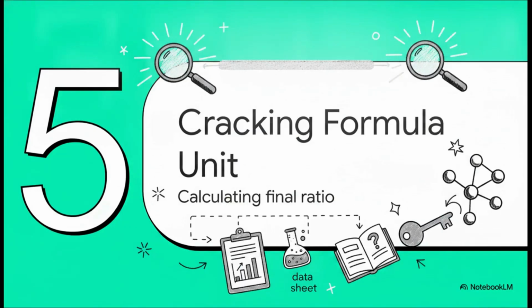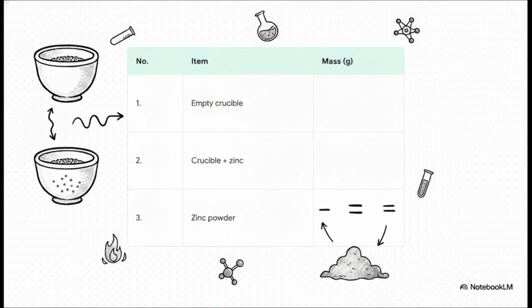All right, let's take that perfectly dried evidence over to Section 5, cracking the formula unit. Let's do the math. We structure our findings systematically by logging our initial clues into the first rows of our data sheet. We record the exact mass of the empty crucible and the mass of the crucible with the raw zinc powder. Then, just by subtracting row 1 from row 2, boom, we get row 3, the exact true mass of the zinc powder that went into the reaction.